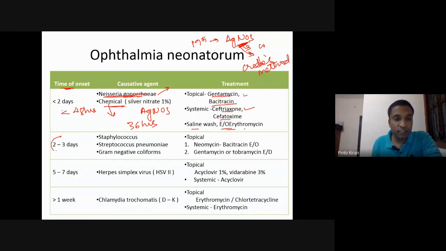And if the conjunctivitis develops between 48 hours to 72 hours, what are the causes? It's bacterial, very simple. What are the most common bacteria? Staphylococcus, Streptococcus, and other gram-negative coliform bacteria. How do you treat this condition? Again, the ointment neomycin and bacitracin is the best when you have a bacterial infection, or you can use gentamicin and tobramycin. I told you, right? In children, the best drops or ointment will be gentamicin or tobramycin. You should remember this.